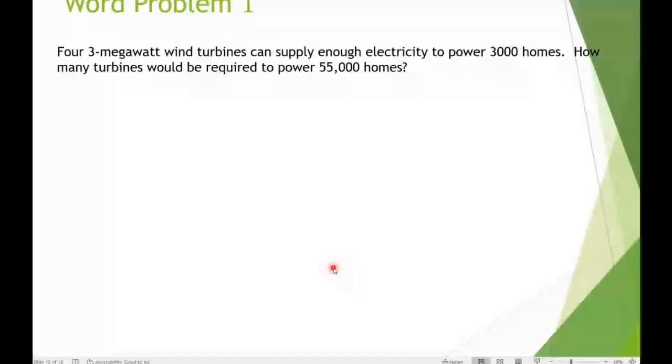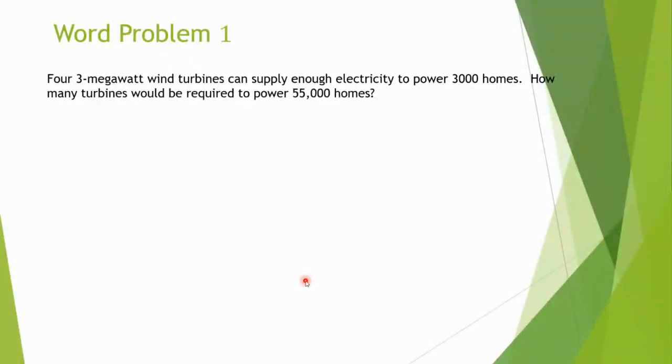Okay. All right, so now we're going to consider some word problems. And again, these are going to be rates, so we're going to solve these. So this one, I think, is in the textbook. I don't remember what number or page it's on. But suppose we have 4 3-megawatt wind turbines. They're able to supply enough electricity to power 3,000 homes. We want to know how many would be required to power 55,000 homes.